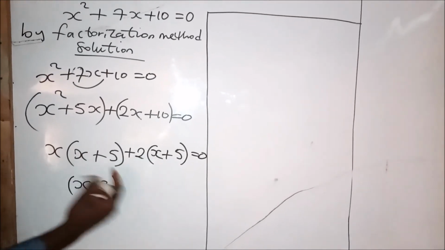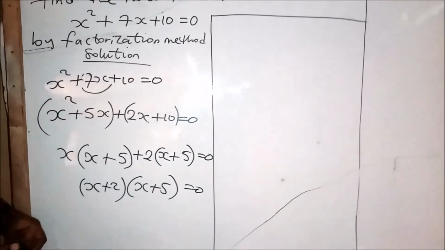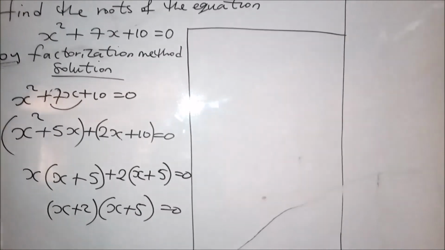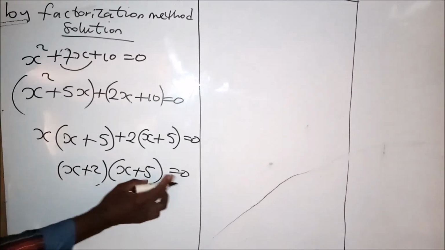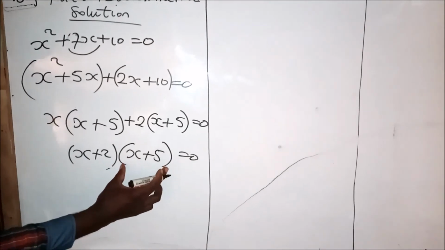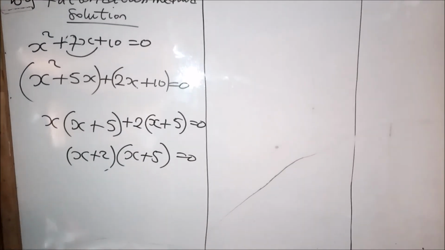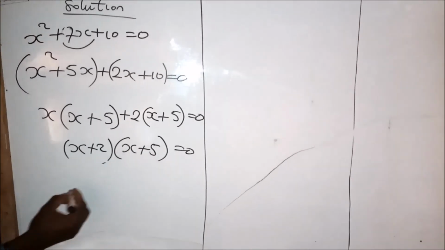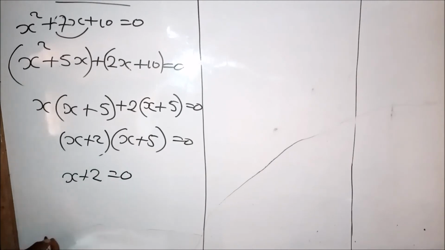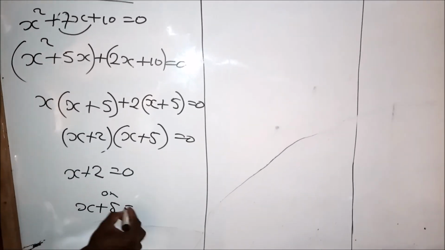Then we pick one of these. Since they are the same, we just pick one of them, x plus 5 equal to 0. Because quadratic equation, we always have two answers, we just equate each of the brackets to 0. Because for this to multiply this and give us 0, it means that either of the two or both of them must be 0. So we now have that x plus 2, which is this, equal to 0, or this x plus 5 equal to 0.